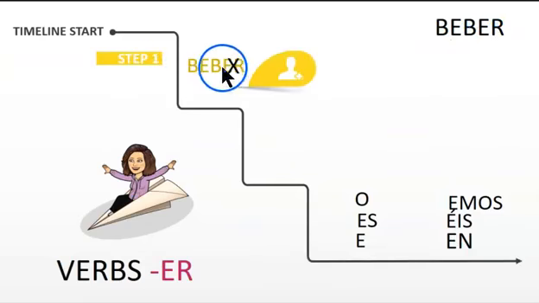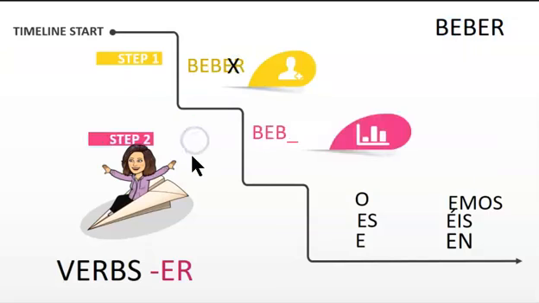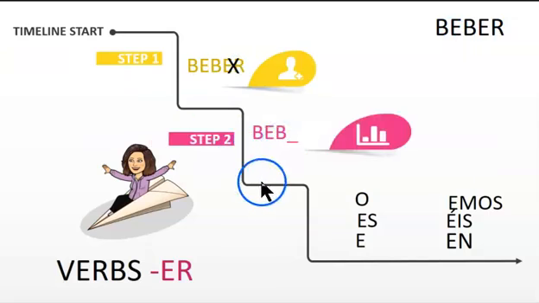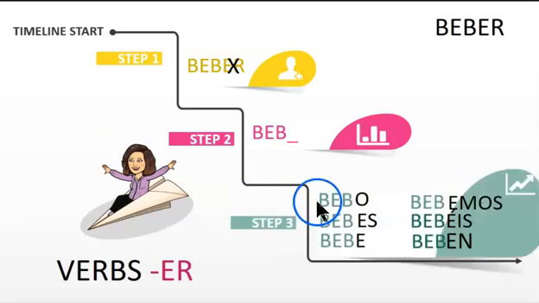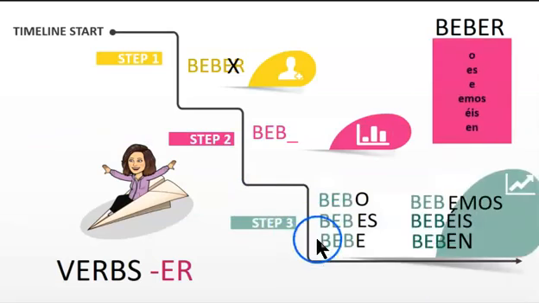We have the verb beber. Step 1, we drop off the ER. We have the stem, B-E-B, beb, and we add the endings. Yo bebo, tú bebes, él, ella, and usted bebe, nosotros bebemos, vosotros bebéis, ellos, ellas, and ustedes beben.